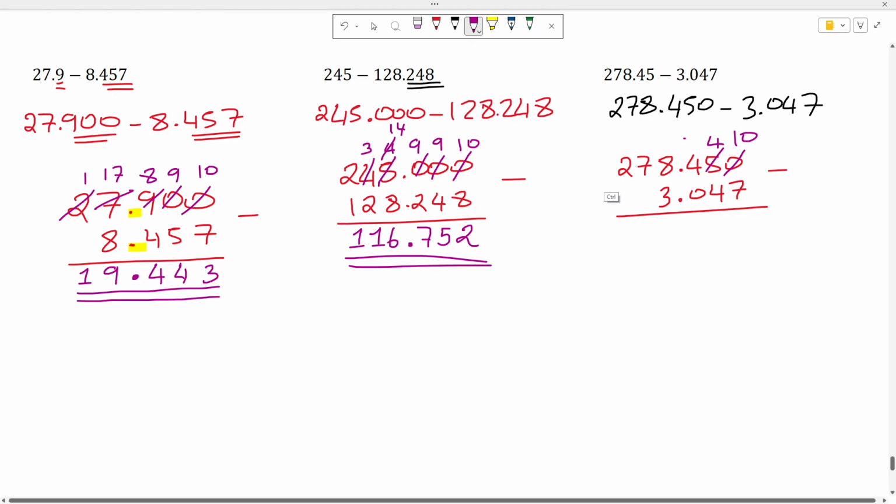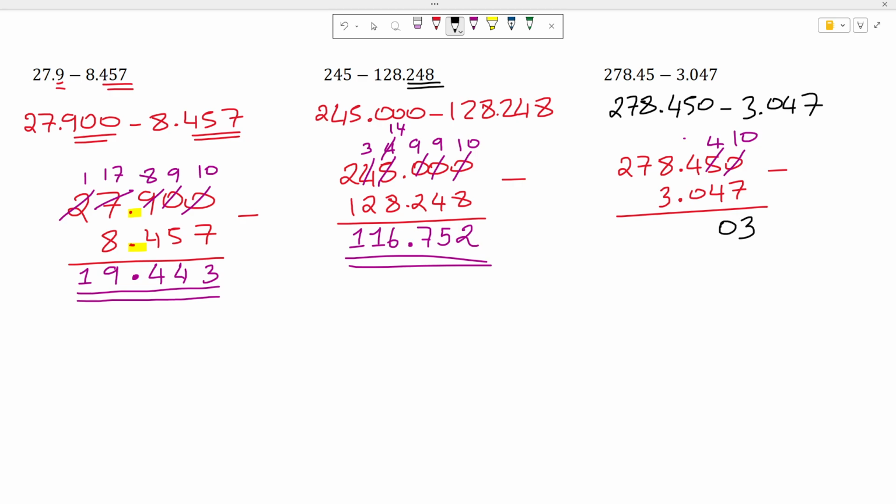Okay, after this we can go ahead and start our subtraction process. 10 minus 7 is 3, 4 minus 4 is 0, 4 minus 0 is 4. After that we have our decimal. 8 minus 3 is 5, 7 minus nothing is 7, 2 minus nothing is 2, and that will be our final answer. All right, guys, I know it can get a bit confusing, but if you follow these steps, you will most likely make no mistakes, as the probability of making mistakes is very, very low.